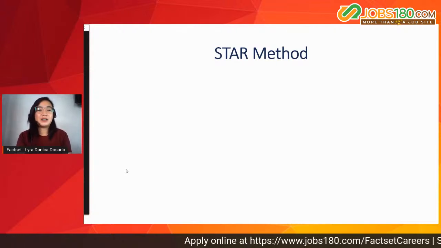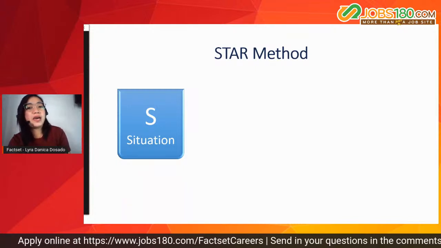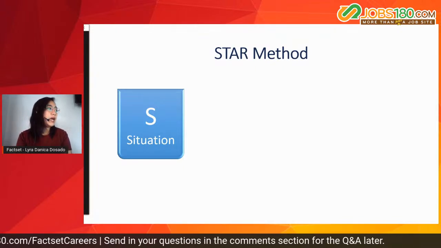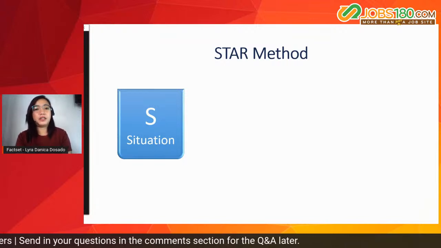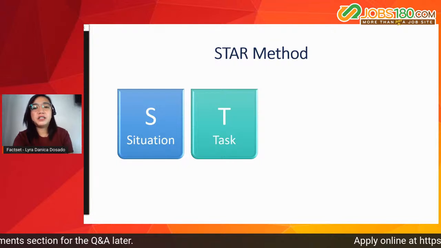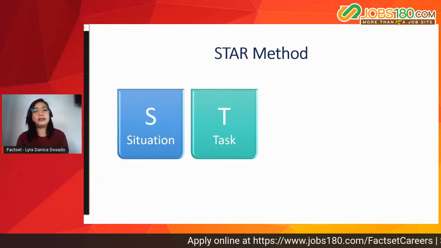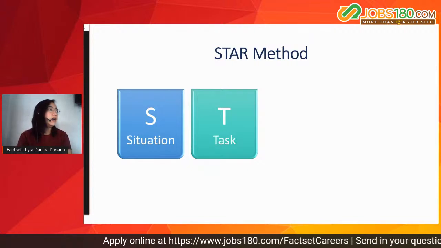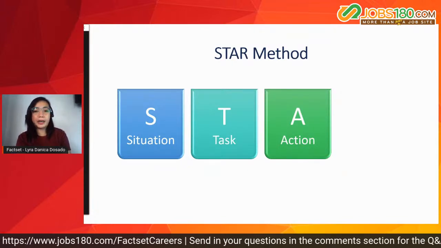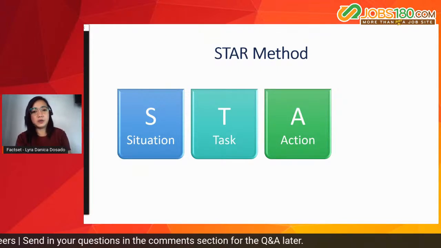So, what is the STAR method? S stands for the situation. Explain the context of the situation you experienced, including any relevant details. For the next one, the task, you have to discuss your responsibility or your role in that kind of situation. Next is the action. Describe how you overcame the challenge you faced in that specific situation.